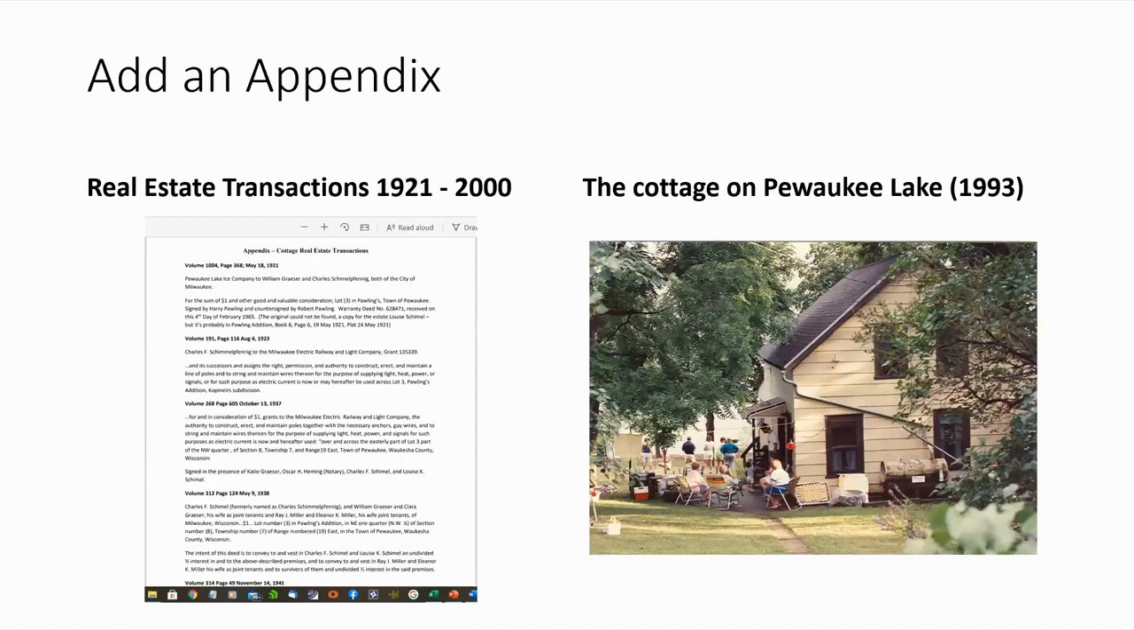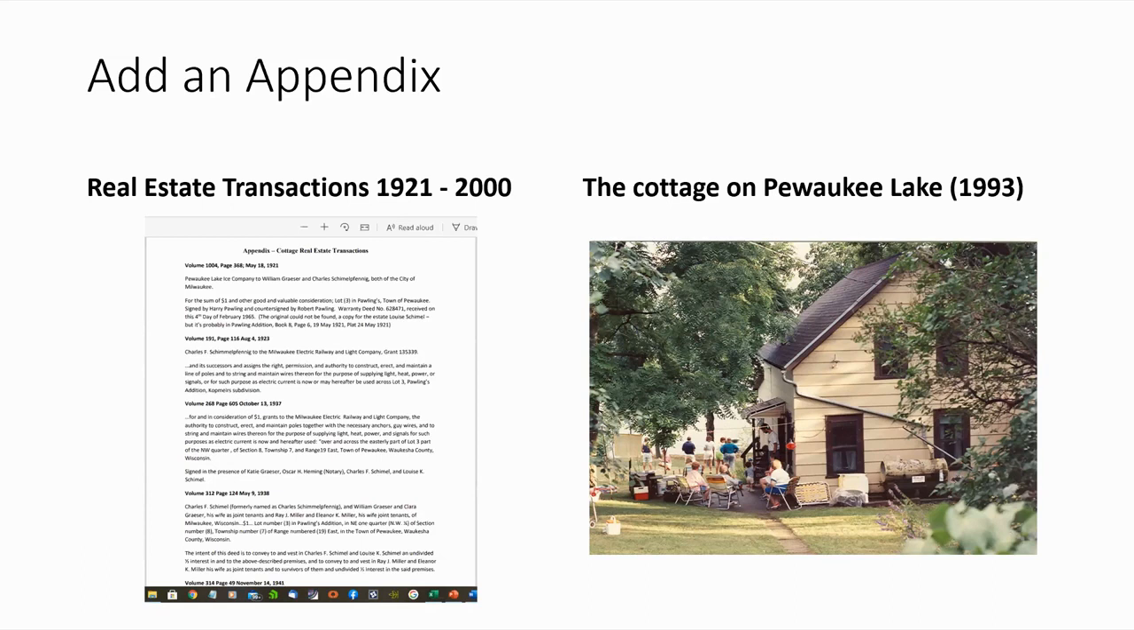You might also want to add an appendix. For example, on my dad's mother's side, they had a cottage on Pewaukee Lake from 1921 to 2000. And I went to the Waukesha County courthouse, and they copied down all the real estate transactions from 1921 to 2000. And you don't want to put all that in the body of your work, but it was interesting.